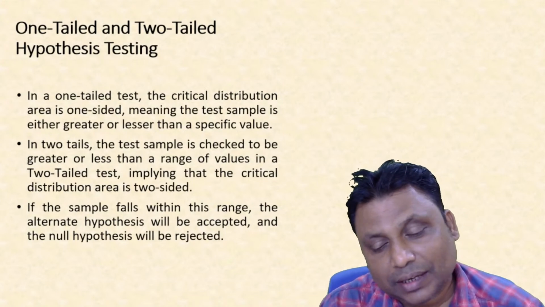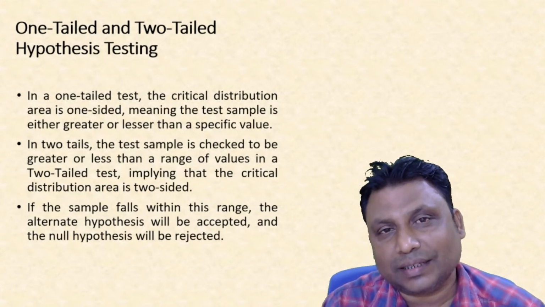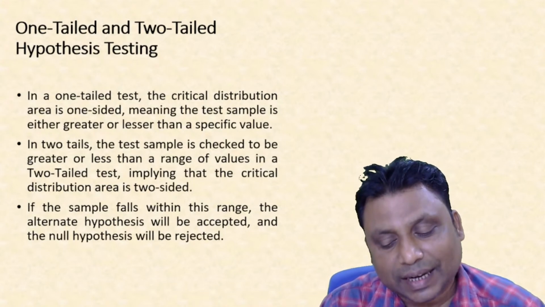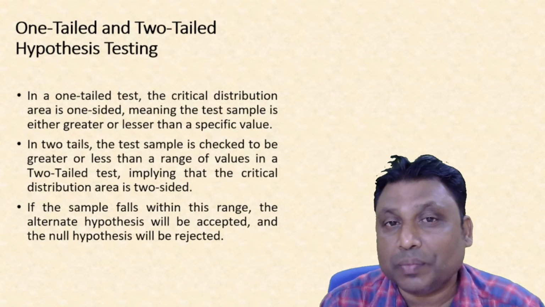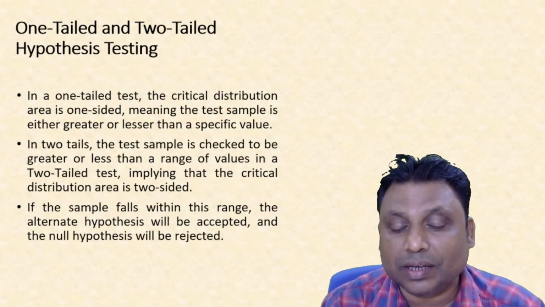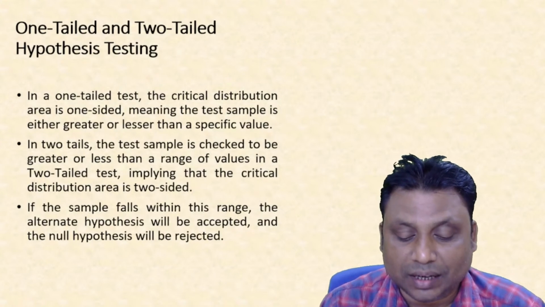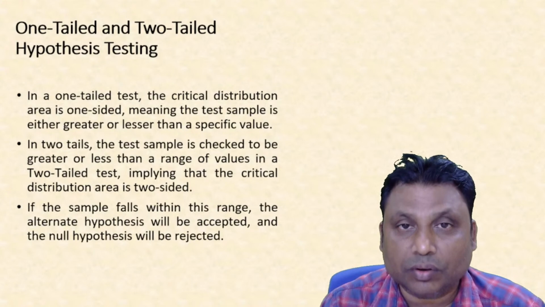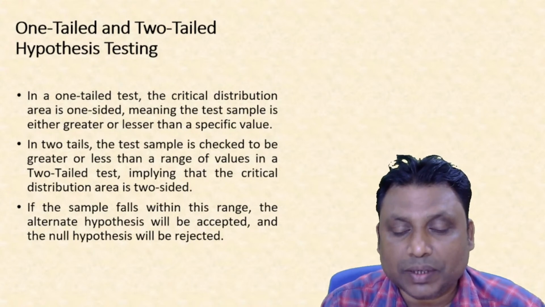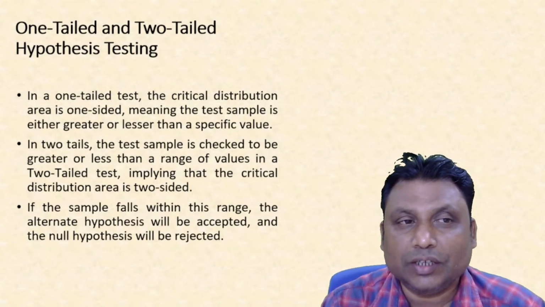But if greater than is given, this is a right tail test, a one-sided right tail test. If less than is given, this is a left tail test. But if equal is given, here income is equal to 100, it means this is both-sided. So that is the one-tail test and the two-tail test.